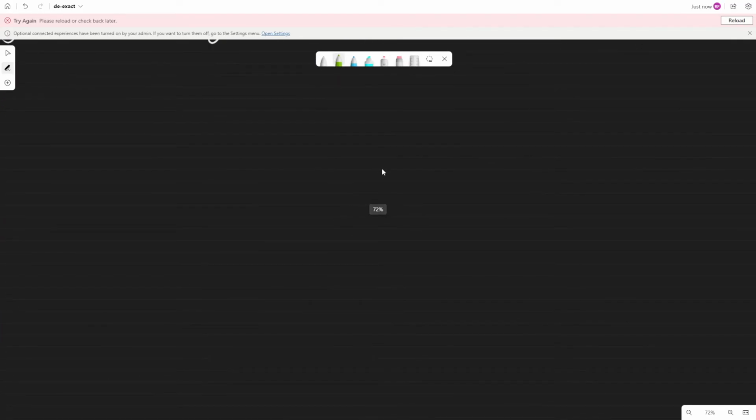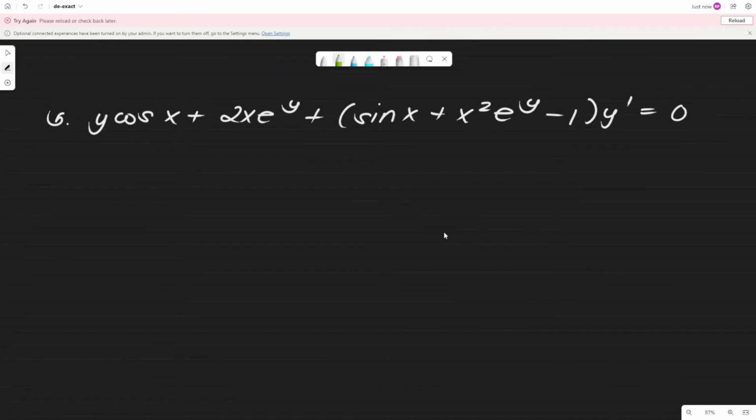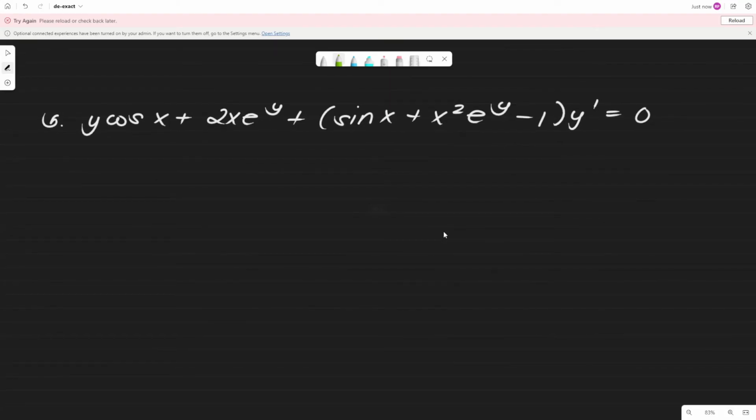So we have here, let me zoom, sorry. So we have y cosine x plus 2xe raised to y plus quantity of sine x plus x squared e^y minus 1 times y prime is equal to 0. So we rewrite it. This whole one is multiplied to dx, because y prime is on the other side, or the other term.